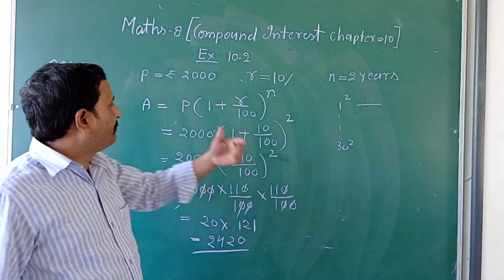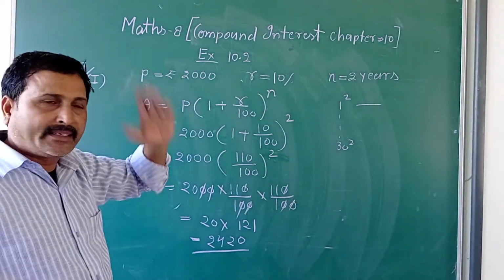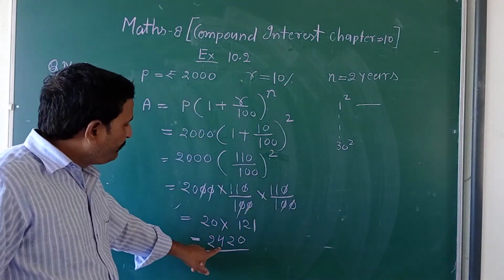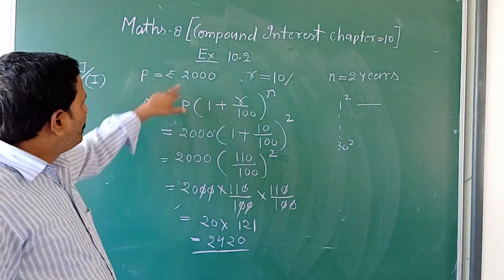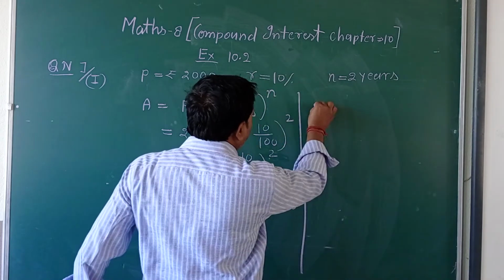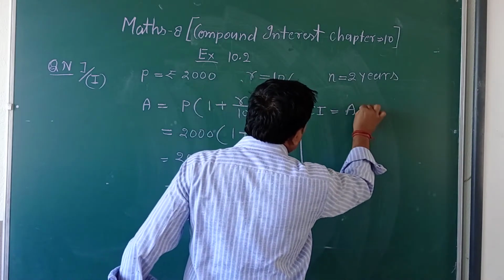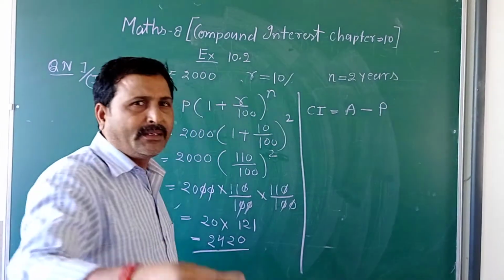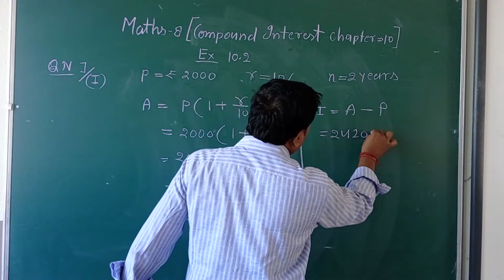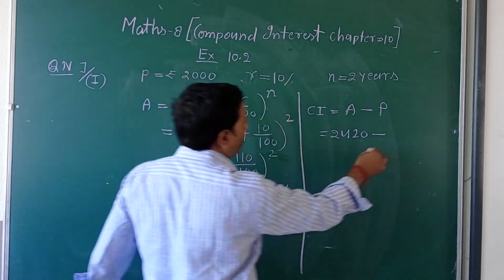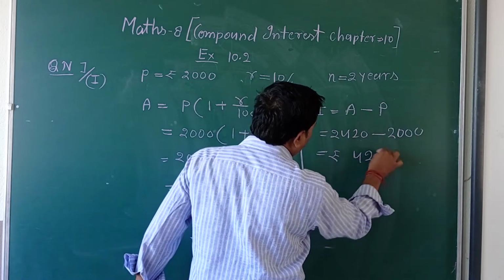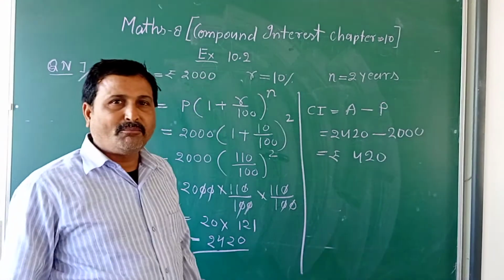If you are investing your money, 2000 rupees, at the rate of 10% for 2 years, after 2 years you will get 2420 rupees. Now 2000 is your principal. Then what will be the compound interest? CI is equal to amount minus your principal. What is principal? Money you are investing. Amount is given, 2420, minus your principal 2000, you will get rupees 420. This is your compound interest by using the formula.